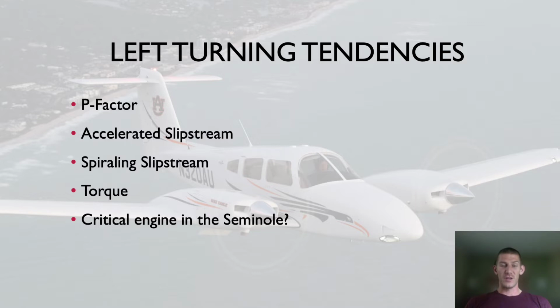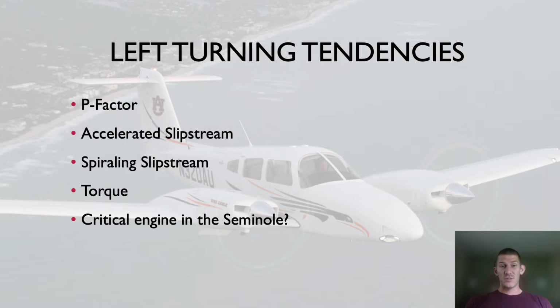Therefore, you have a longer arm that's going to want to push you in that left direction. For accelerated slipstream, P factor gives you a yawing motion to the left. Accelerated slipstream gives you a rolling motion to the left, and that's based on the amount of lift that P factor is generating. The P factor is generating more lift farther out on your wing because it's moving more air. So your arm again on the right wing is greater than your arm on the left wing. Therefore, it gives you a rolling motion to the left.